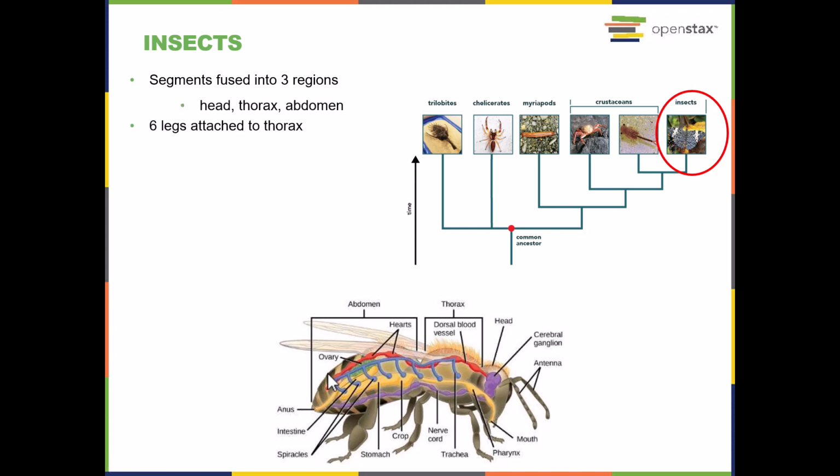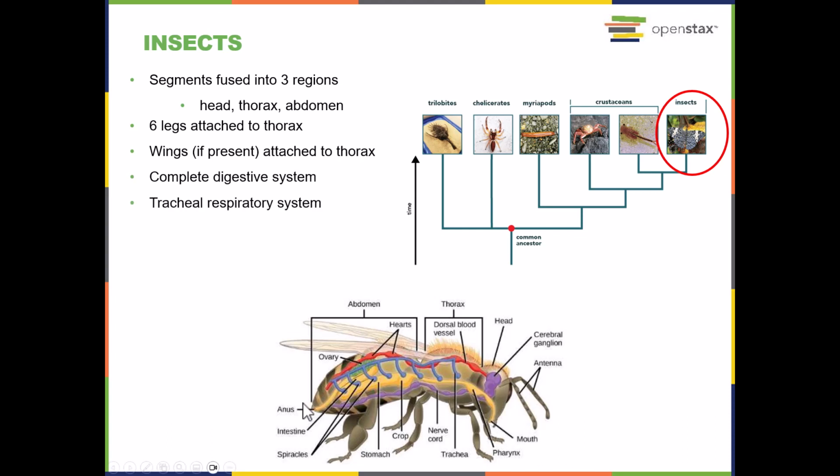They have 6 legs that are attached to the thorax. So all of the legs come off of this middle region here. If there are wings present, they are also attached to the thorax. They have a complete digestive system, so we have a mouth and an anus. They use that tracheal respiratory system. They have a very well-developed nervous system with strong centralization, so that means that we have sort of a brain region. When we talk about it being centralized, it means a lot of the function are in one location as opposed to being spread throughout the body. They will have one pair of antennae. They also have very well-developed sensory systems.